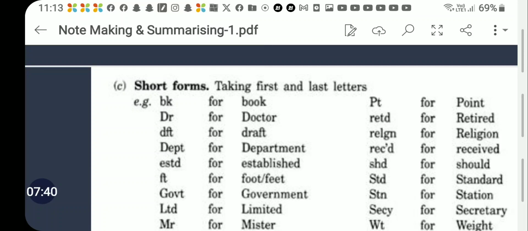That refers to doctor. Then for draft, you will take D, you will take F, and you will take T, so that it becomes easier for you to figure out that it's the draft that we are talking about. Then for department, you'll take D, you'll take E, you'll take P, you'll take T. It will denote department. So on and so forth.